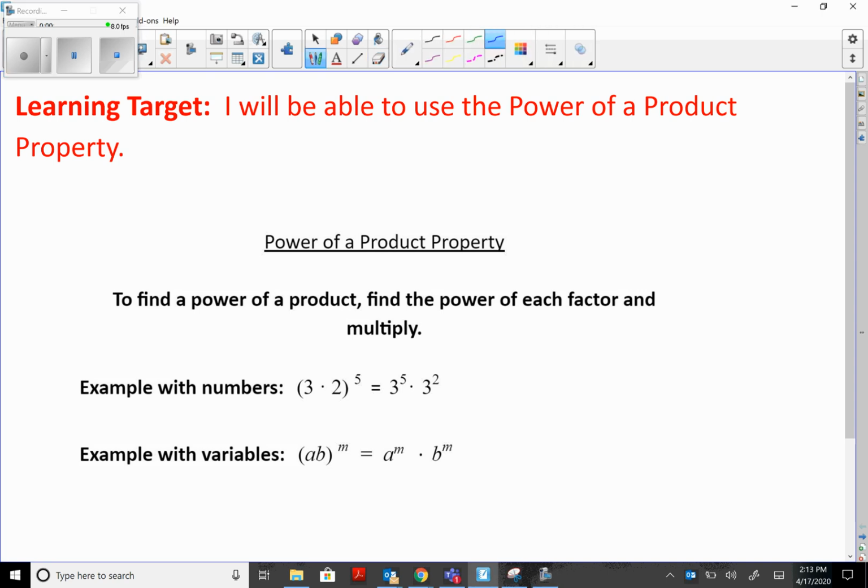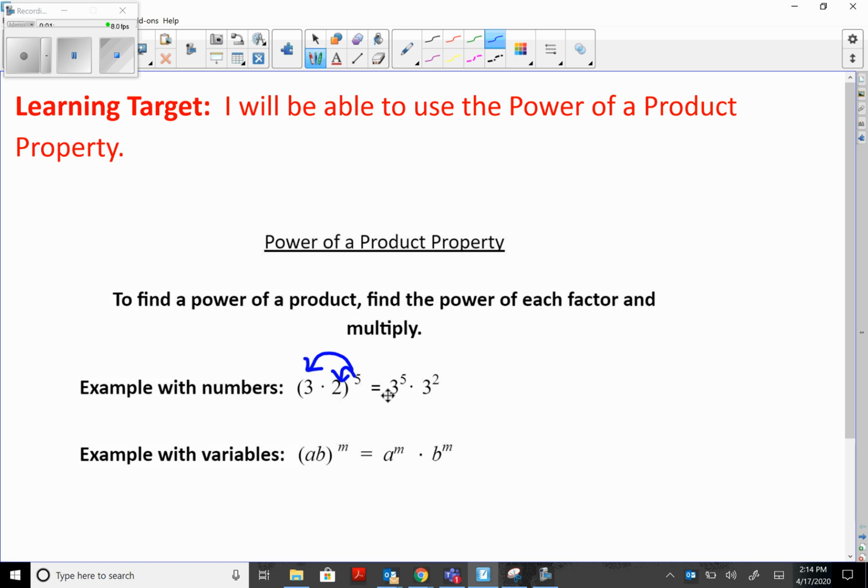So we're going to do an example with numbers, and then we're also going to do an example with variables. In this example with numbers, you have two numbers being multiplied inside the parentheses, and then you have the exponent of 5 on the outside of the parentheses. The numbers inside the parentheses do not already have exponents, so all you really need to do is distribute that exponent of 5 to each of the numbers inside.